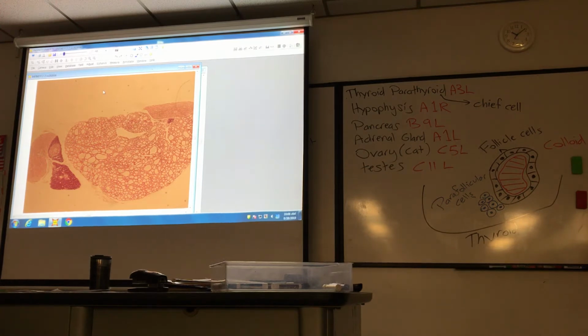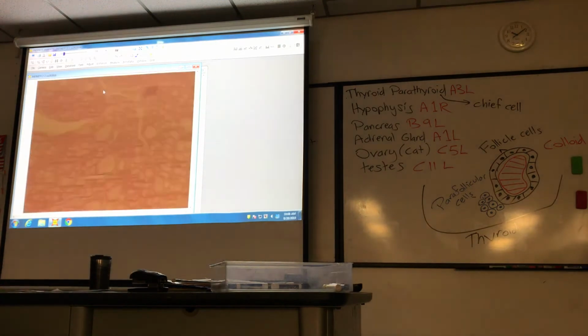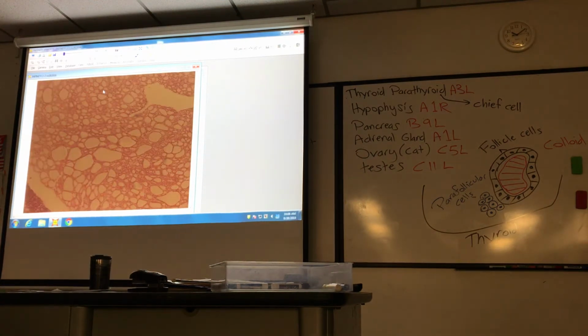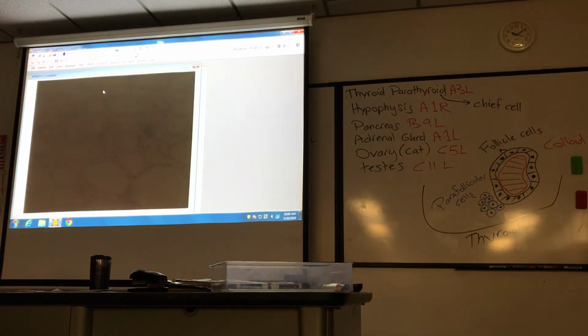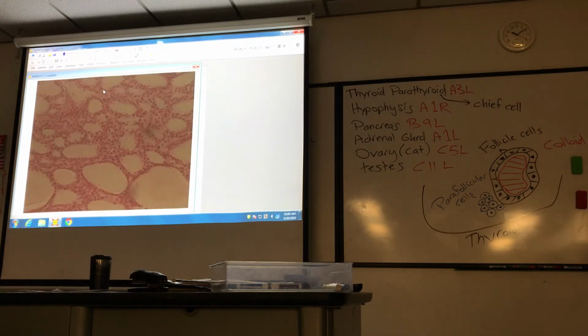This is 40x. I call this the low mag. This is 100x. I guess we'll call this medium magnification. But you really got to go to 400x to see cells. So I'll just go to 400. Turn up the light. It's pretty good. Okay, I'm going to take a picture of that.